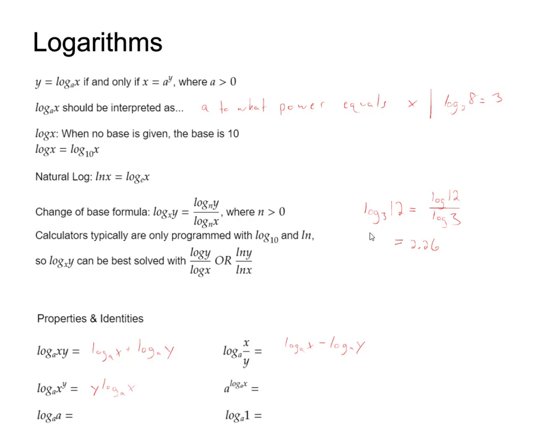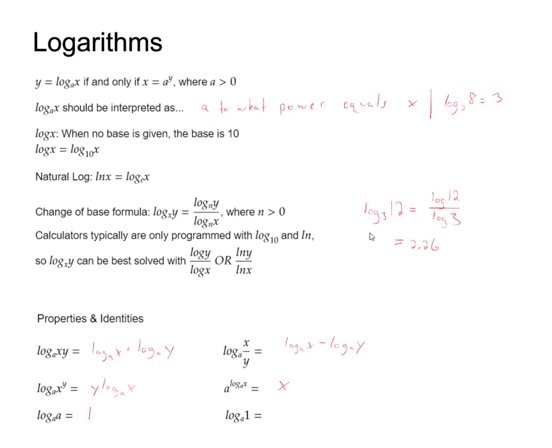Now let's go with some identities. Let's take a to the power log base a of x. That simply is going to equal x. If we have log base a of a, that's just going to be 1. We can interpret that as a to what power equals a? Well, a to the first power equals a. So that makes sense. And then we have log base a of 1.